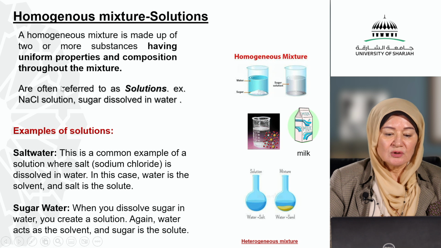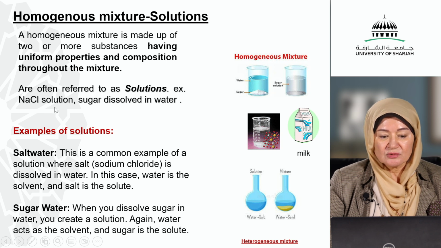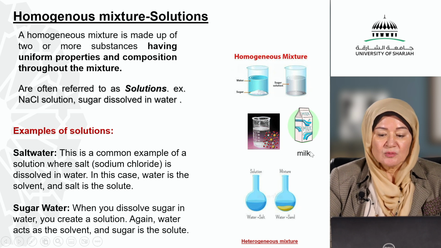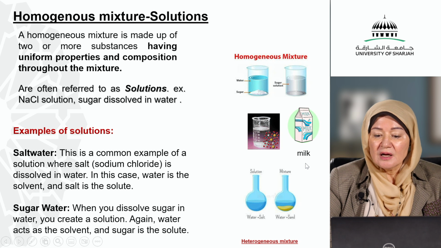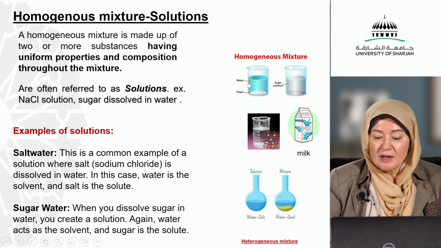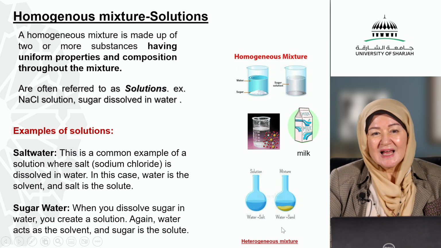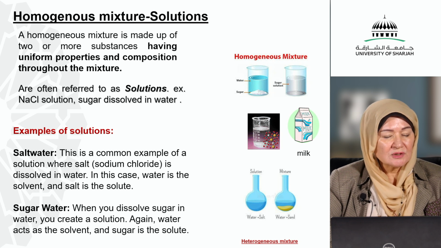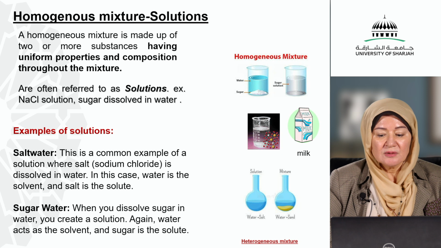Examples: sodium chloride solution, sugar dissolved in water, like I told you. Here I do have so many examples of homogeneous mixtures. For example, milk, the one that we drink, is a homogeneous one. Here I'm dissolving sugar in water, and sodium chloride in water. But if I have sand and water, they are different phases, therefore they are heterogeneous. Whenever the salt is not dissolved in water, it is also a heterogeneous mixture.